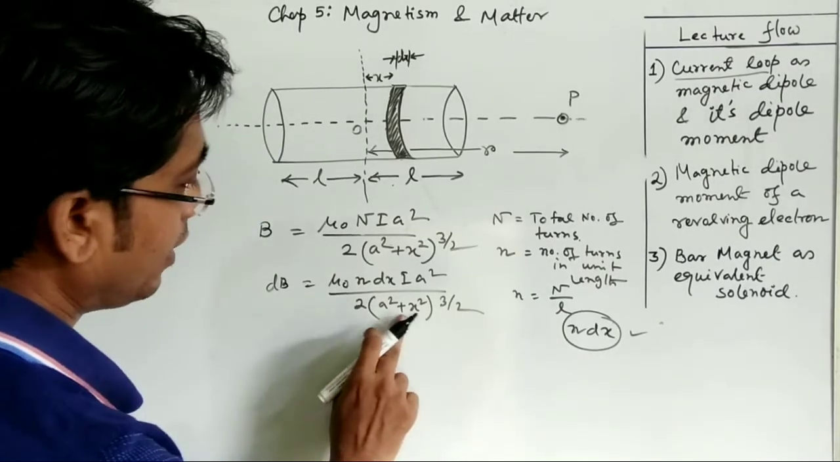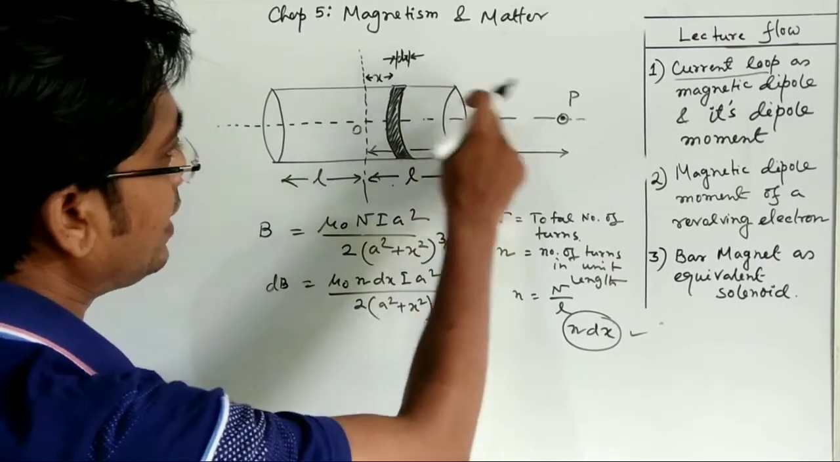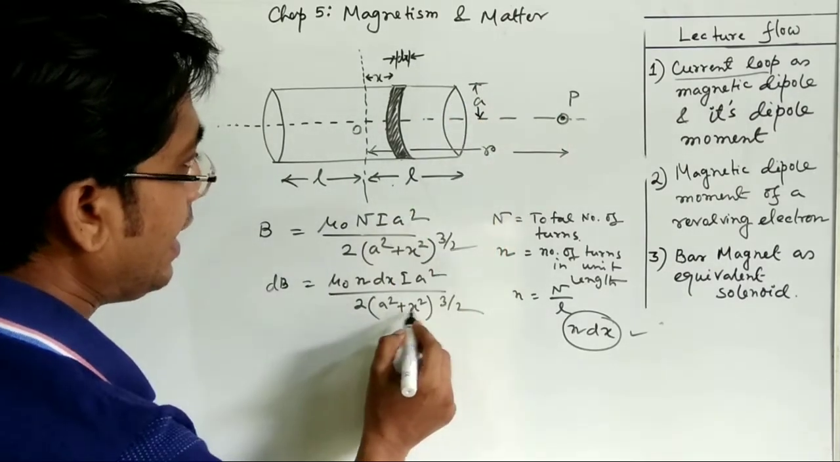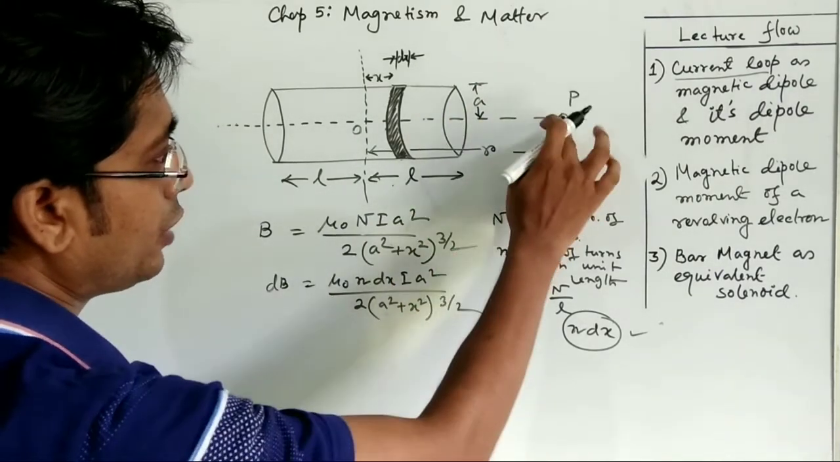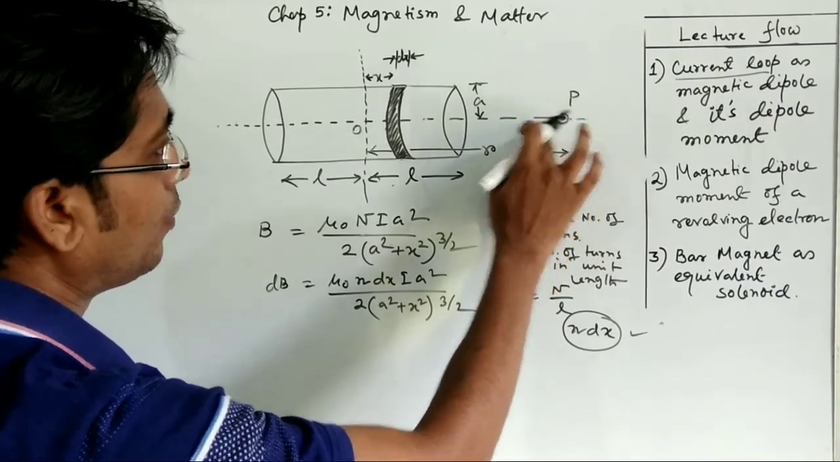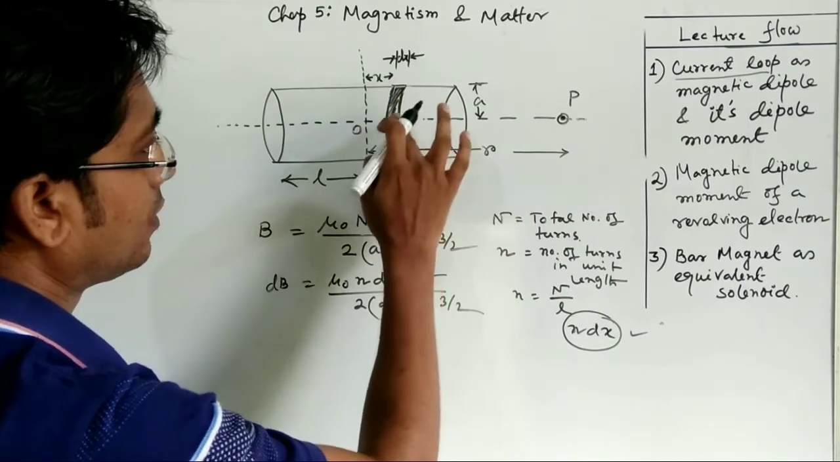Now what is a? Here a means the radius of the solenoid, and x is the distance of the point where we have to find out the magnetic induction field from the strip.